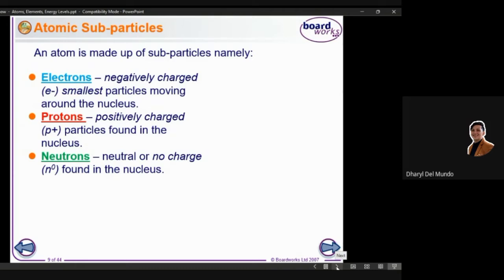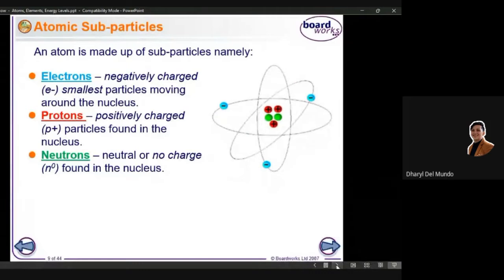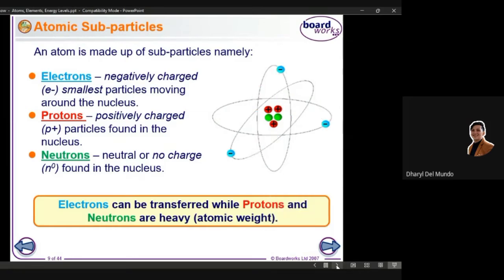So these are the subparticles that play a very important role in the discovery of the model that we had last time. If you are familiar with these subparticles, you will know that this is the structure of an atom, and this model is the planetary model. Those moving smallest particles are the electrons, while protons and neutrons are located at the nucleus of the atom, which compose its mass or weight, of course. And electrons can be transferred while protons and neutrons are very heavy, which will lead us to their atomic weight.